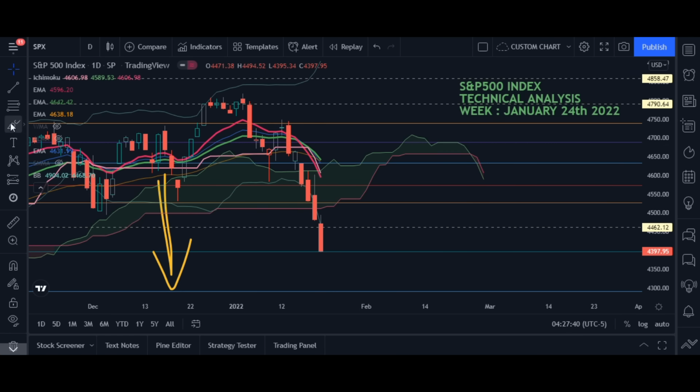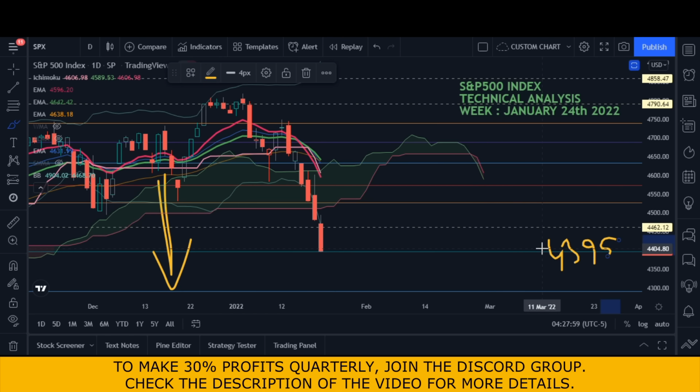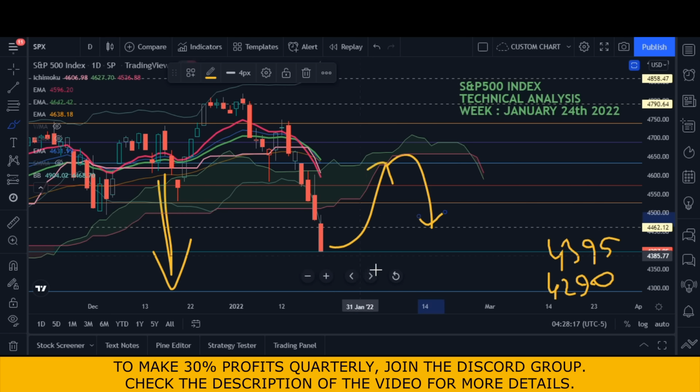Let's see what is going to happen on Monday and Tuesday. The market closed just above our strong support of 4395, which means there are very heavy chances it is going to retrace. Then comes the next support, 4290, in case the market comes down because there are very heavy bearish sentiments. Not immediately, but after the retrace, it may come down.